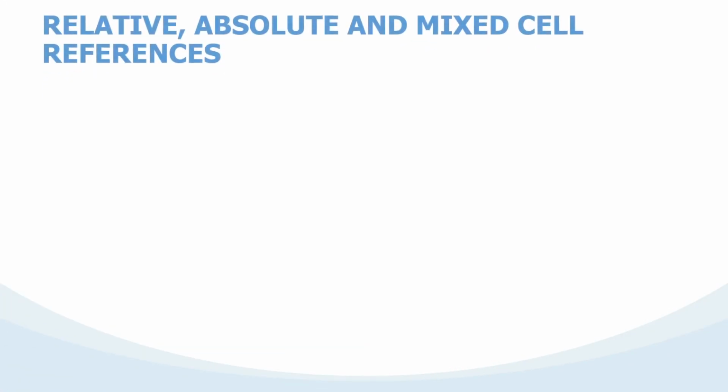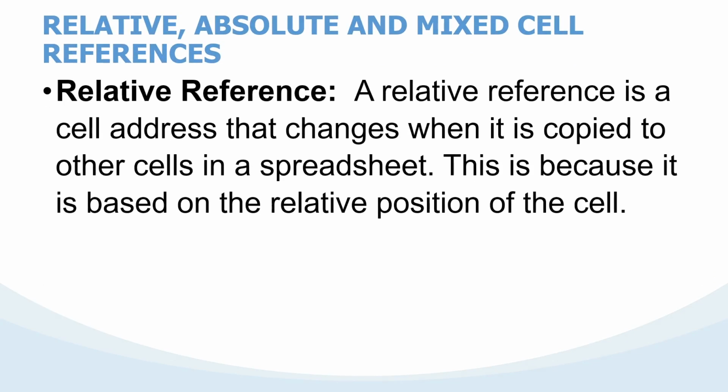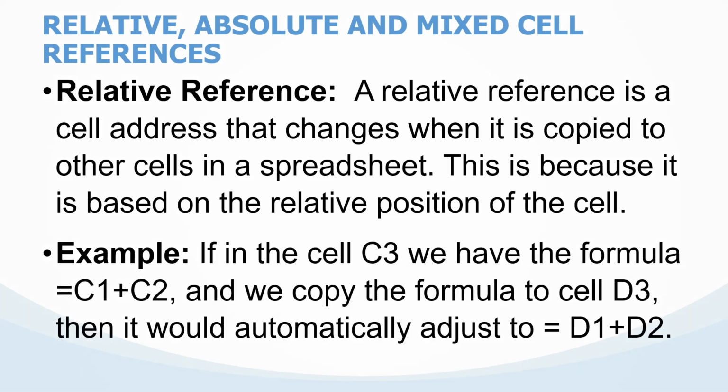Now, there are three types of cell referencing. The first is called relative reference. A relative reference is a cell address that changes when it is copied to other cells in the spreadsheet. Please note that I'm going to give a demonstration shortly. We're saying there are three types of cell referencing, and relative changes when it is copied elsewhere.